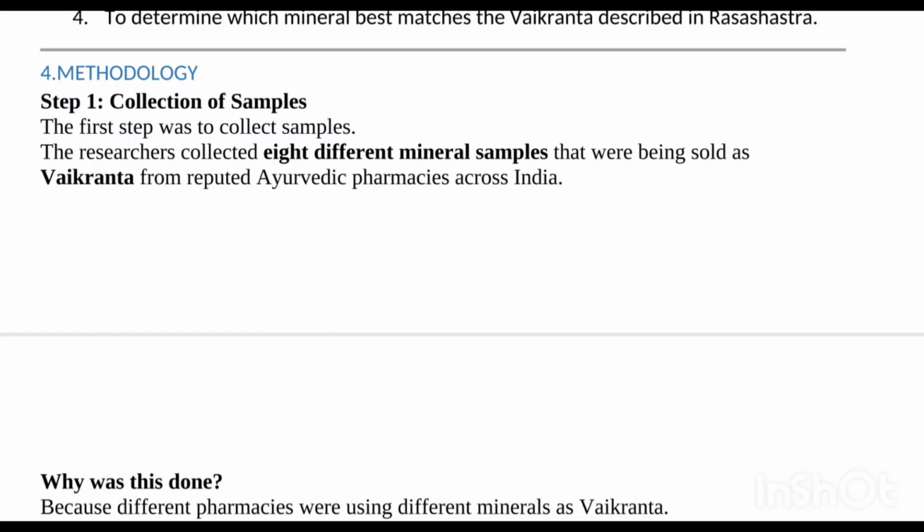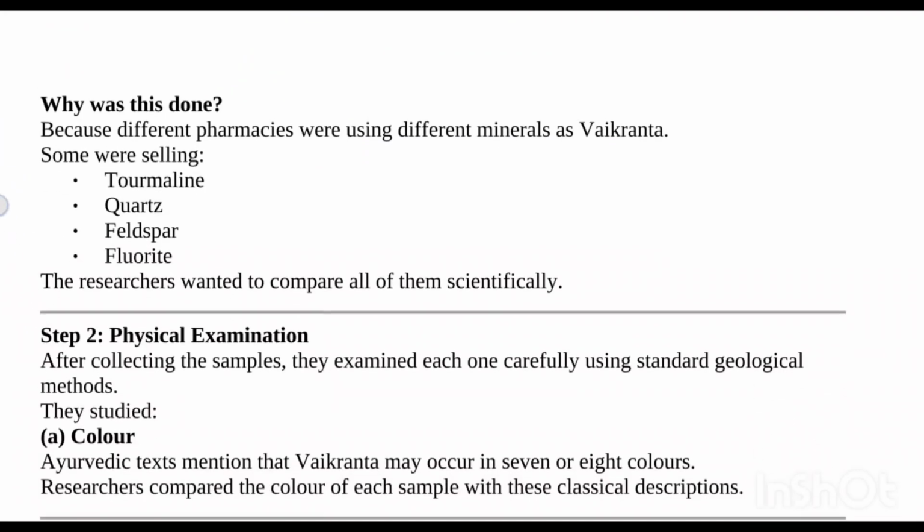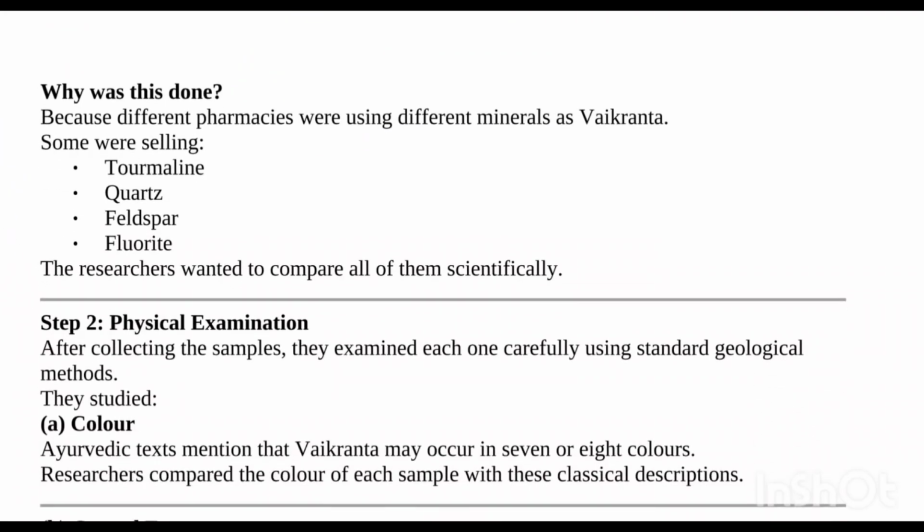Eight different mineral samples were sold as Vaikrant from reputed Ayurvedic pharmacies across India. Why was this done? Because different pharmacies were using different minerals as Vaikrant. Some were selling tourmaline, quartz, feldspar, fluorite. The researchers wanted to compare all of them scientifically.